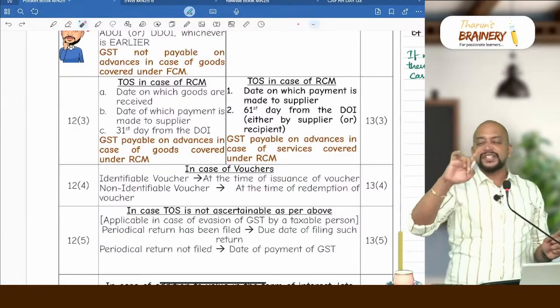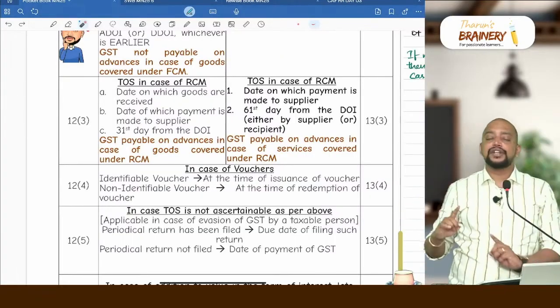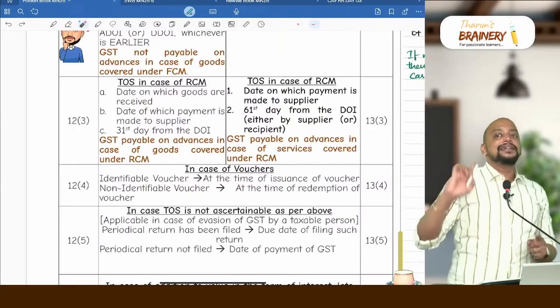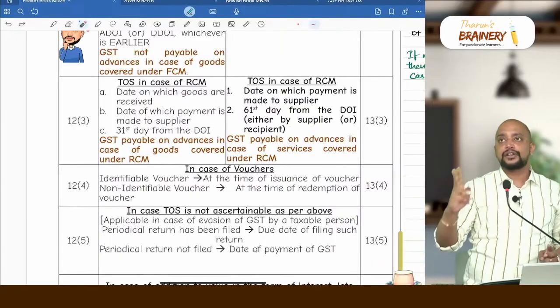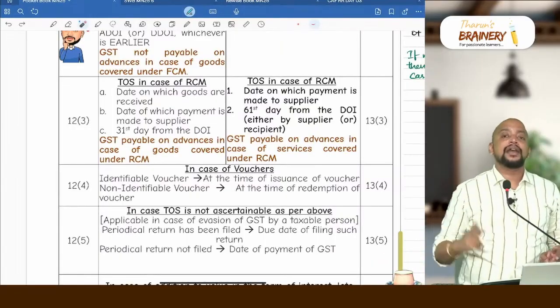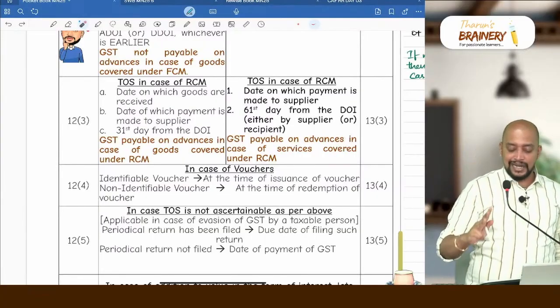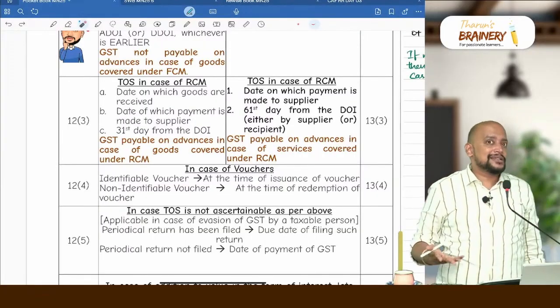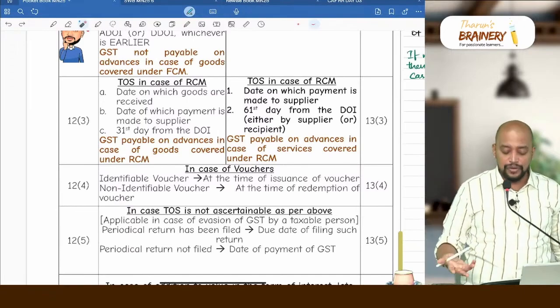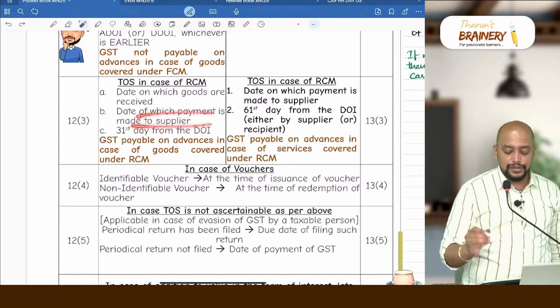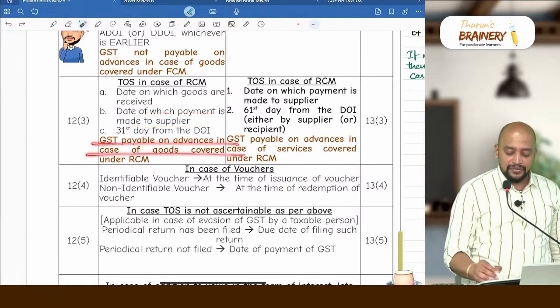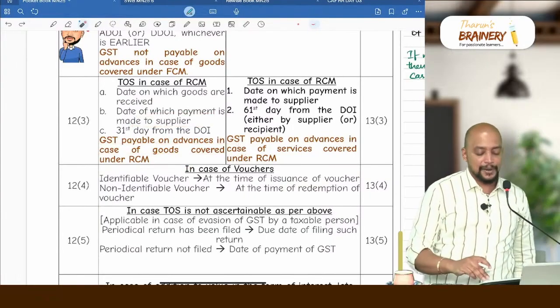So the date on which the recipient has received the goods. As it is RCM, we need to see from the recipient's point of view. The date on which the recipient has received the goods, the date on which the recipient is making payment to the supplier, or the 31st day from the date of invoice, whichever is earlier will be taken. So is GST payable on advances in case of goods under RCM? Of course yes, because date of payment is also one of the dates. GST is payable on advances in case of goods covered under RCM.